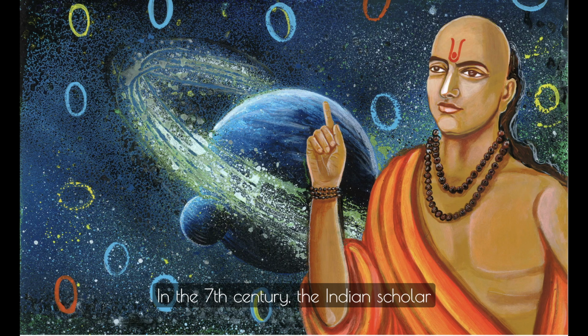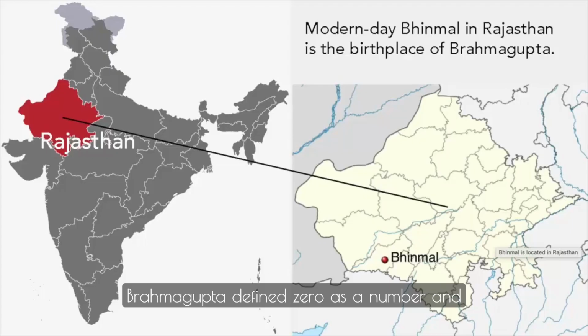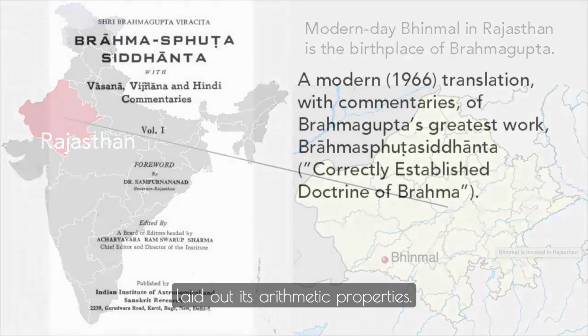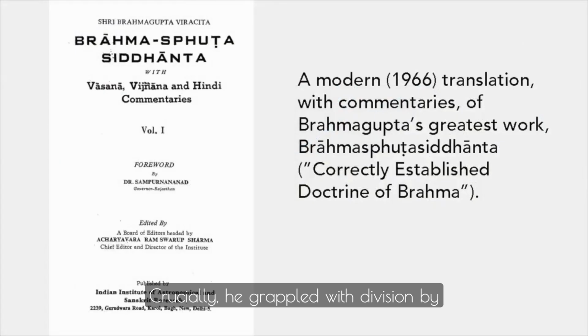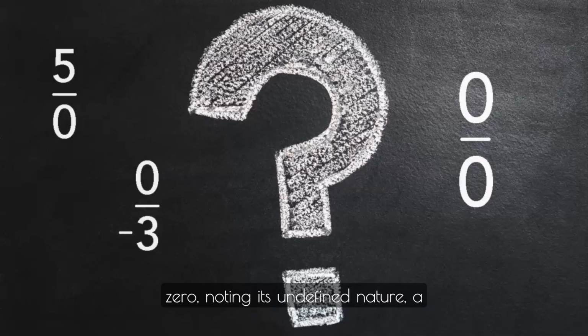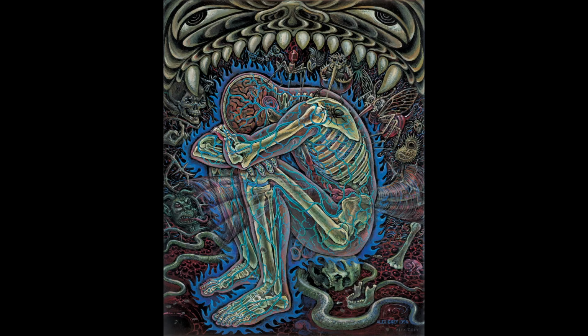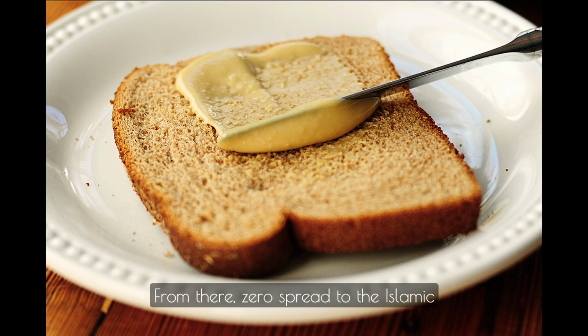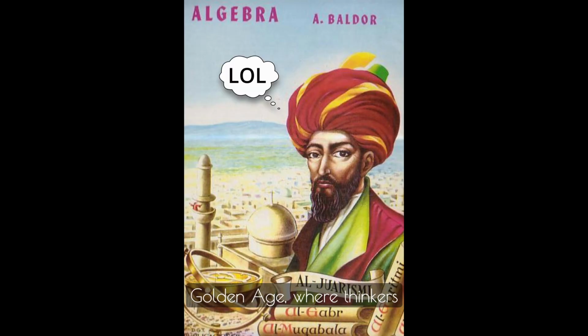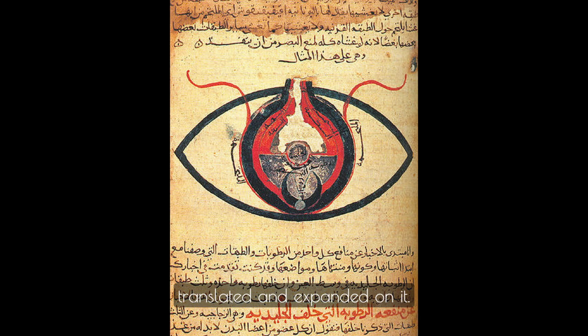In the 7th century, the Indian scholar Brahmagupta defined zero as a number and laid out its arithmetic properties. Crucially, he grappled with division by zero, noting its undefined nature, a conceptual fracture in the logical system. From there, zero spread to the Islamic Golden Age, where thinkers translated and expanded on it.